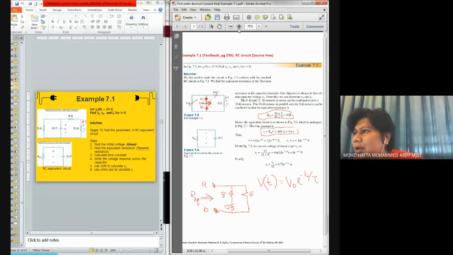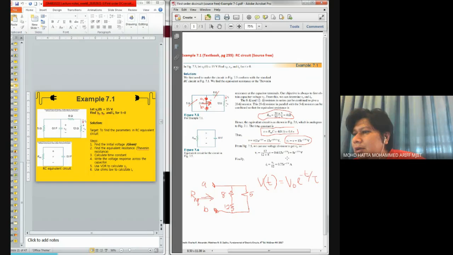Now we know the value of tau, and we also know the value of V naught. V naught is given by 15 and tau is given by 0.4. You just put them inside your equation, and that is your voltage across the capacitor response. Please remember, this response is considered for t greater than 0.